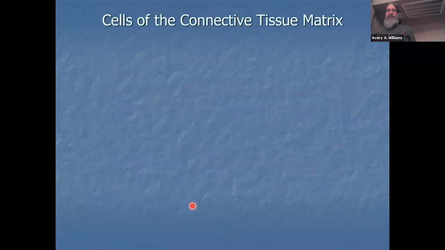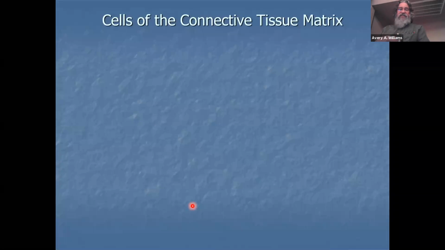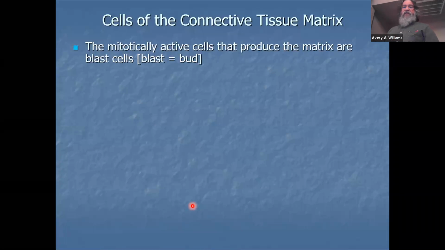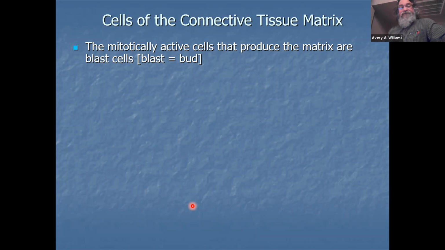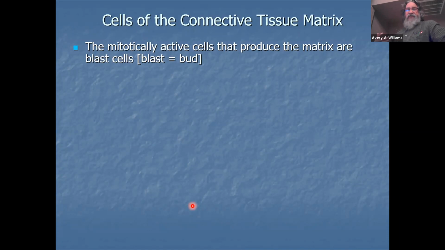Okay, so you have fibers in connective tissue, but you also have cells, and there's all kinds of cells. We'll learn about different types of cells and different types of tissues. I want you to be familiar with the lingo and the language and the buzzwords and all that kind of stuff. So here I give you a little background on the cells of connective tissue. Here I tell you that the mitotically active cells that produce the matrix are called blast cells.